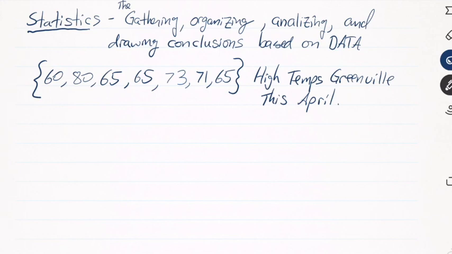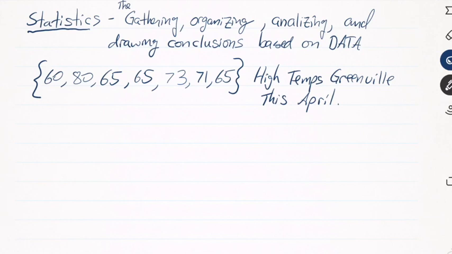Mostly analyzing. So here's some data that I just looked up on the internet. I was looking up high temperatures in Raleigh, North Carolina. I found some for Greenville, and I didn't put all the data out here for the month of April, so I just picked every fifth day. So the high temperatures in April of 2020 went 60, 80, 65, 65, 73, 71, 65 in order as I went through the month.